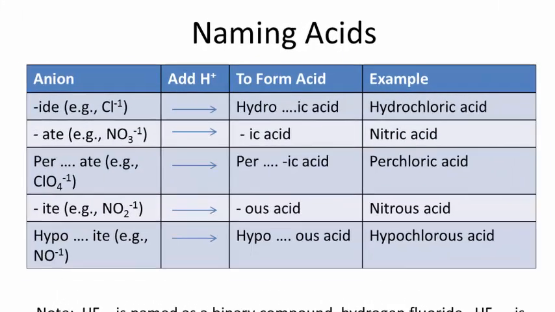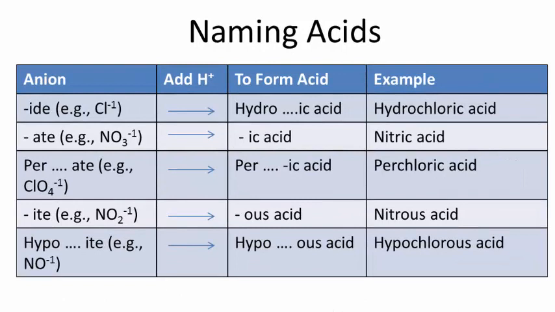Well, an IDE, like chloride, becomes a hydro-ic acid, where that refers to the particular element that we're talking about. So in the case of chloride, it will become hydrochloric acid, which you've all heard of this name before. And ATE, if the anion is an ATE, such as nitrate or carbonate or phosphate, it becomes an IC acid. That is the name pertinent to the anion, and then add ic acid. So nitrate becomes nitric acid.